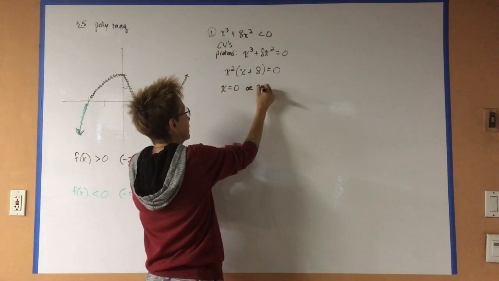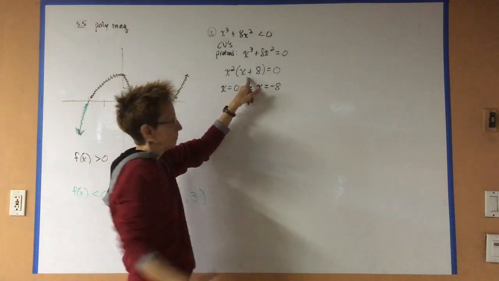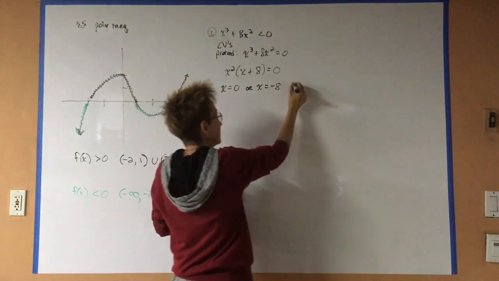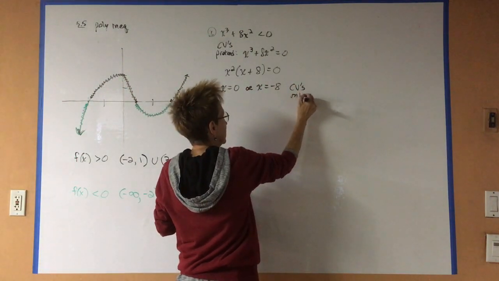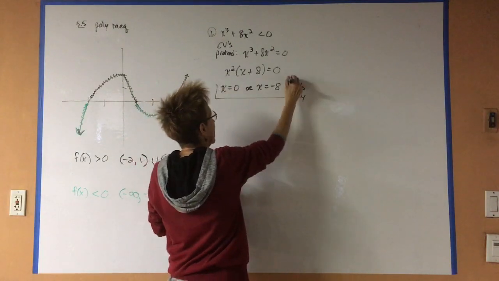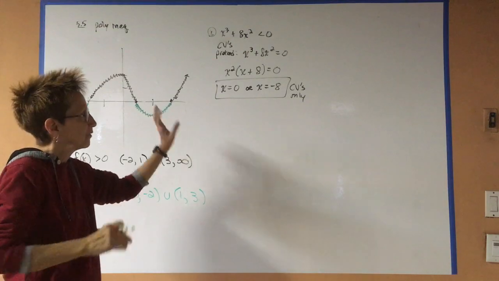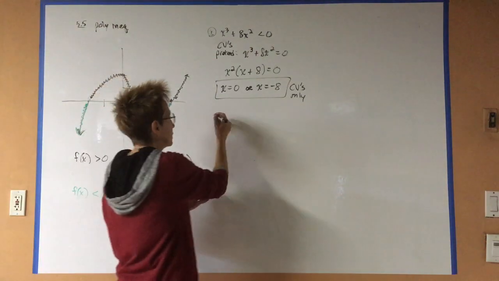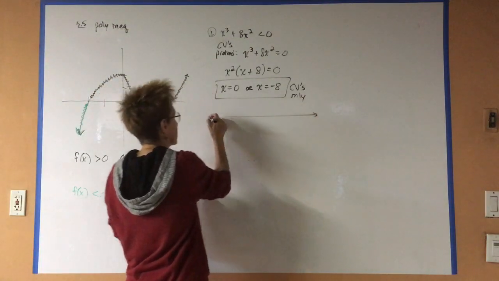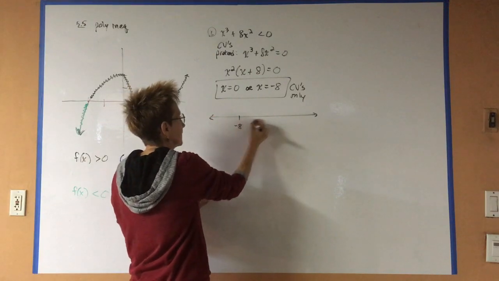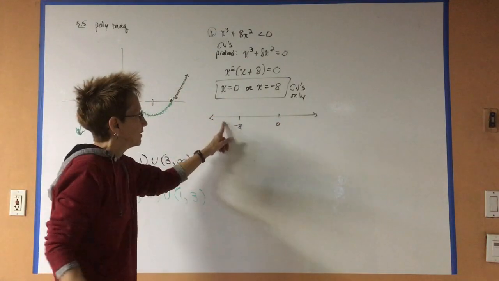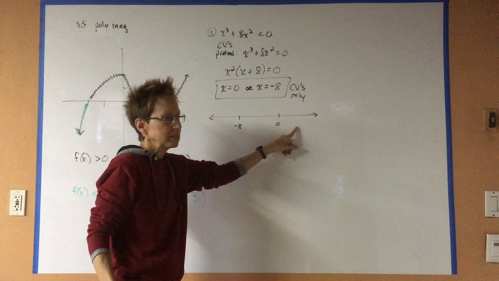And my other critical value is -8. So these are CVs only. Okay, you don't get to put a less than with them or anything yet. You have to put these on a number line and do test points. So I've got a -8 and I've got a 0, so I need 3 sections of test points.